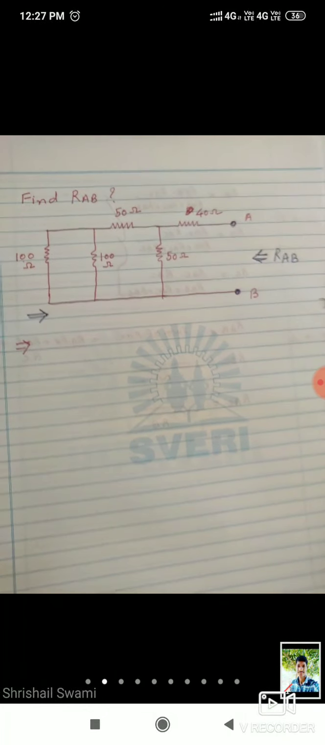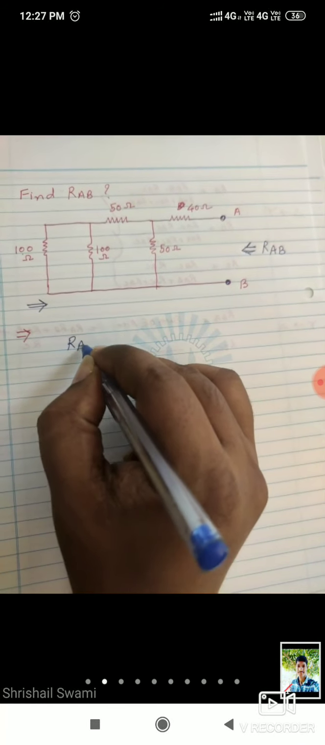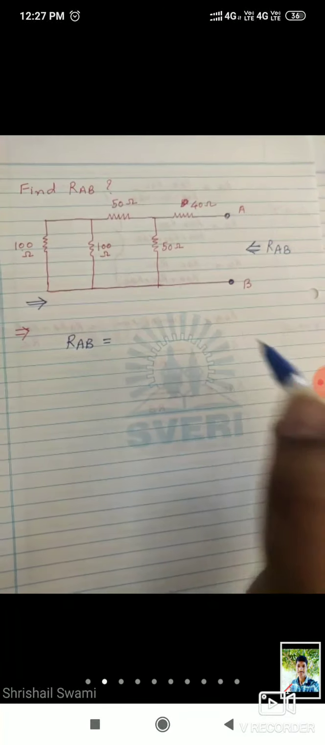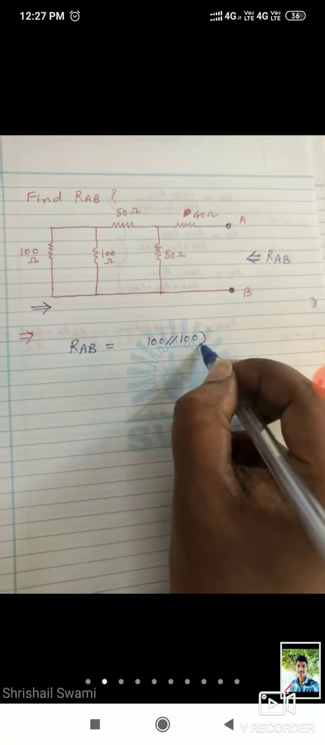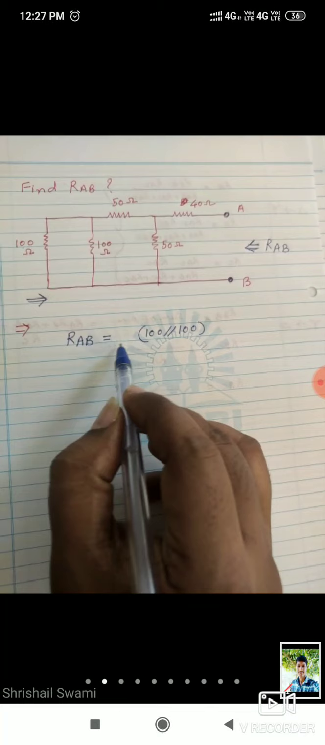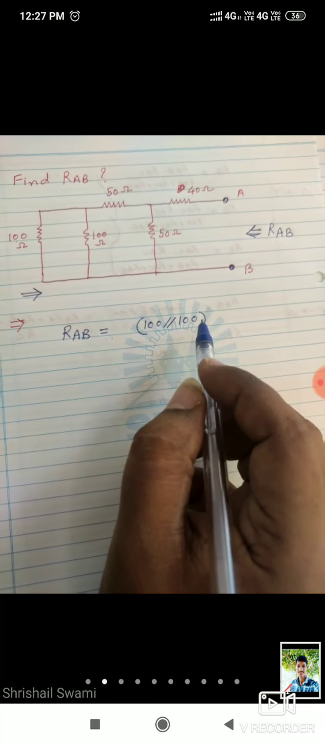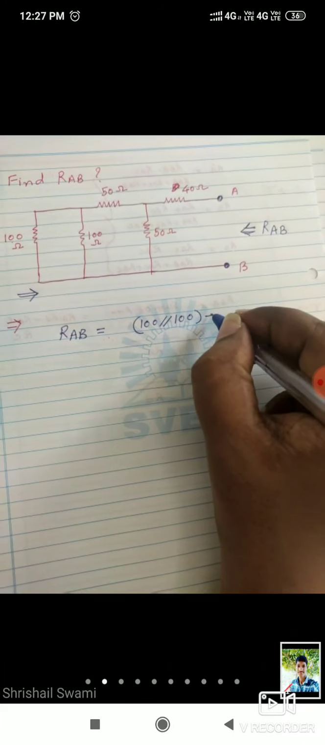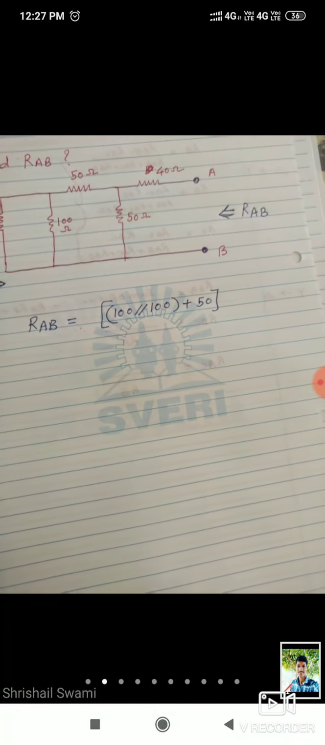So 100 and 100, these are parallel to each other. So first of all we will identify how the resistors are connected to each other in the circuit. So I will write total RAB is equal to, 100 in parallel with 100, give it in one bracket, so leave some space here. Okay, that is required to add some brackets. So 100 is parallel with 100 ohm. Okay, that is in series with 50. So make another bracket, 100 parallel with 100, then plus 50.